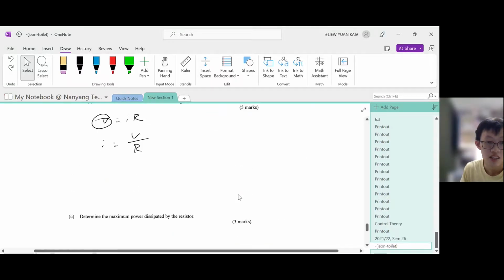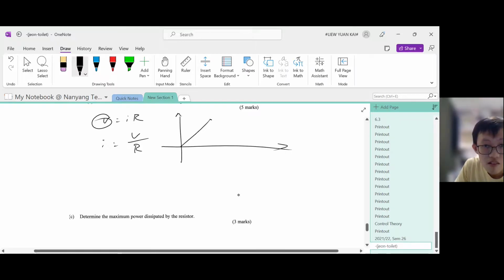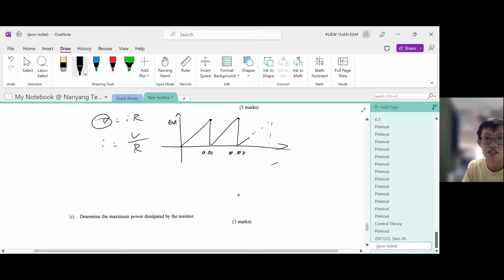So that means my plot will look like this. It will go up, it will land at 5 amperes, and then go back down. Okay, and then repeats like that. 0.01, 0.02, and it's the same thing. Okay, so just like that. That's your current plot. So I against t. This is your current plot.